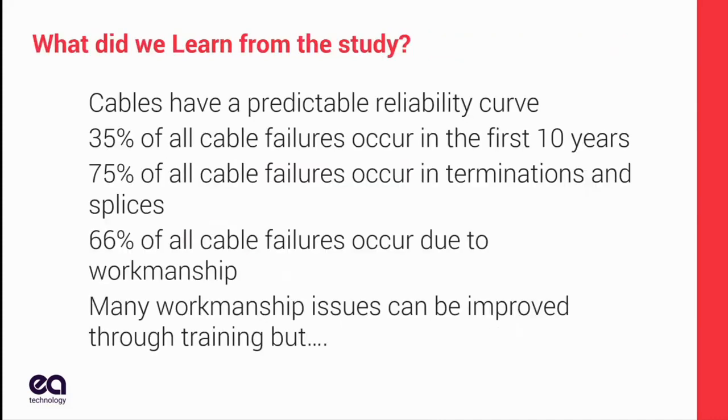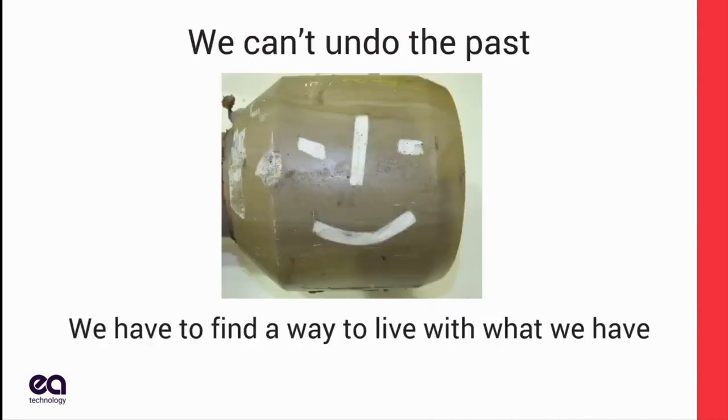So that's our study. What we came out with from that study was that cables have a relatively predictable reliability curve. A third of the cable failures occur in the first 10 years, which is pretty high, probably getting higher, I would say. And most of the cable failures occur in the terminations and the splices due to workmanship. So we need to look at that.